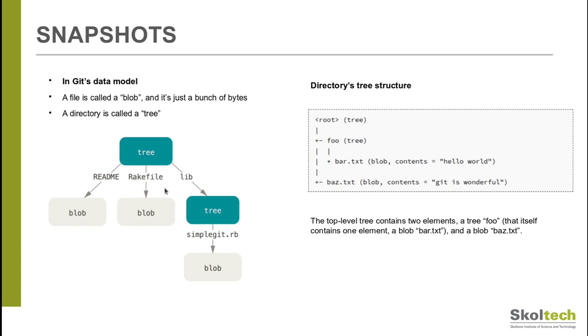For example, we might have a tree as follows. The top-level tree contains two elements, tree foo and blob buzz. Tree foo contains another blob, and buzz is a file with the contents "Git is wonderful", just a single line. Also, we can visualize a tree in such a way.